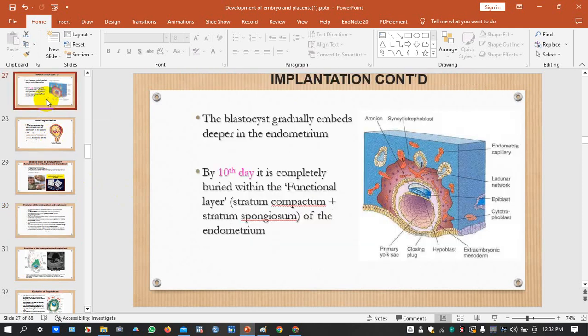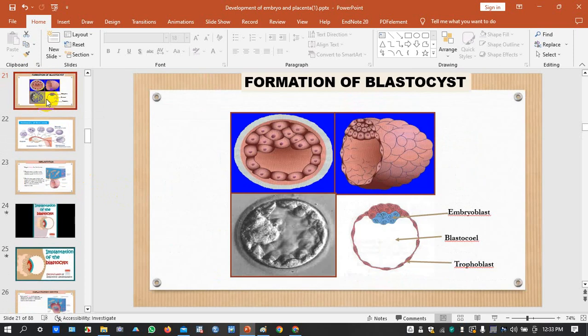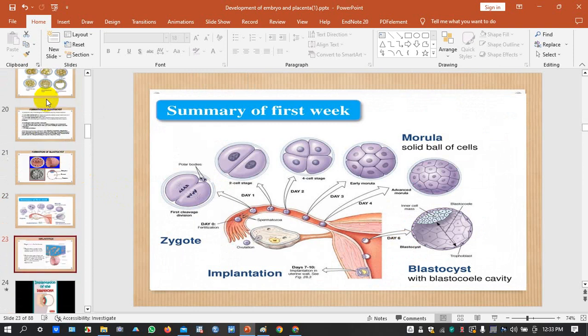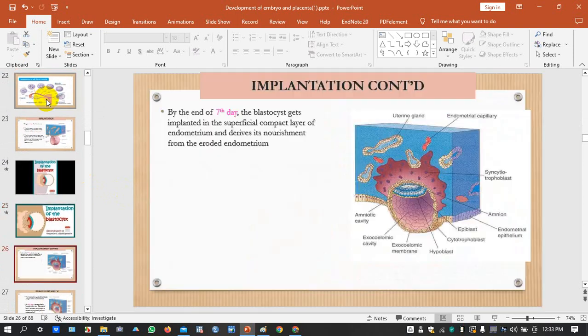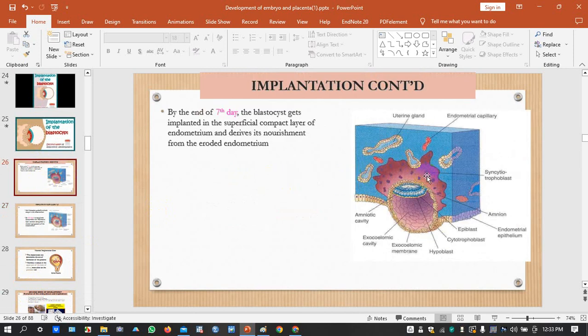So this is the syncytium. Okay, this is the syncytiotrophoblast, a syncytium. And so I recap: this is the syncytiotrophoblast, and this is the cytotrophoblast. And this is the epiblast, hypoblast, epiblast, yolk sac, amniotic cavity. You have to know this.